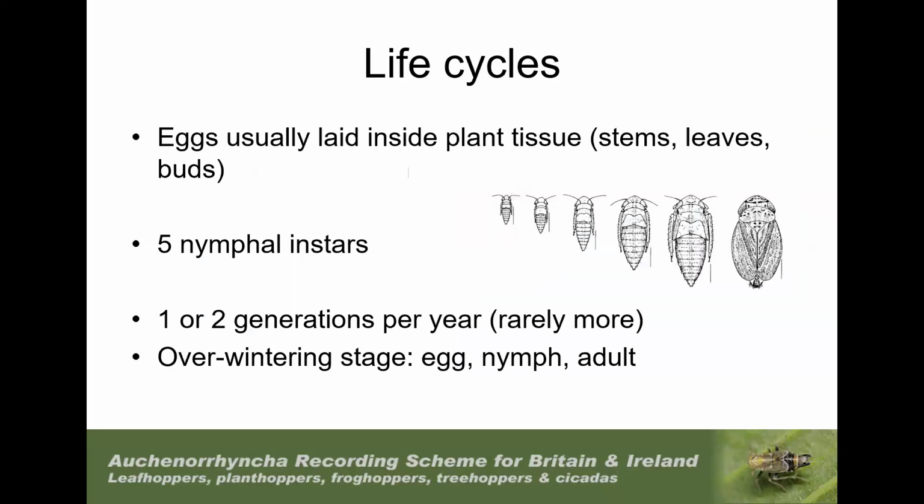Life cycle is fairly straightforward. Eggs are laid usually inside the plant tissue, and then the little nymphs hatch out. Each nymph goes through a series of molts called instars, each one being slightly larger than the previous one, until eventually they emerge as an adult insect with fully developed wings. Most species have either 1 or 2 generations a year. Sometimes in a very hot summer, they might squeeze in an extra one, but usually either 1 or 2 generations.